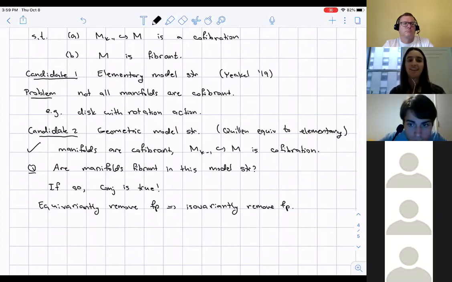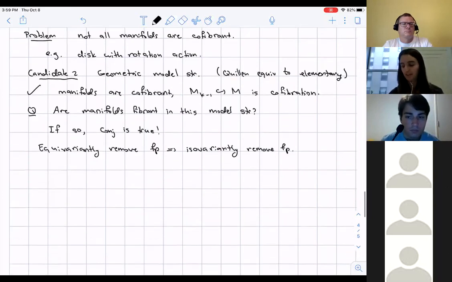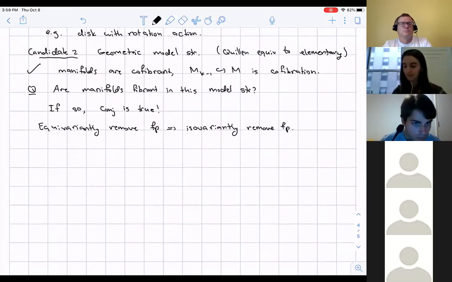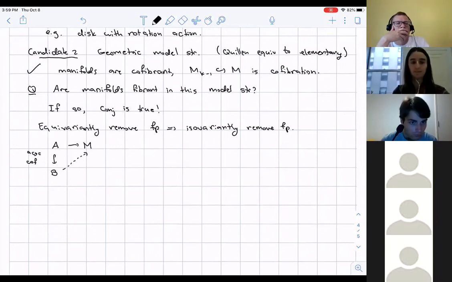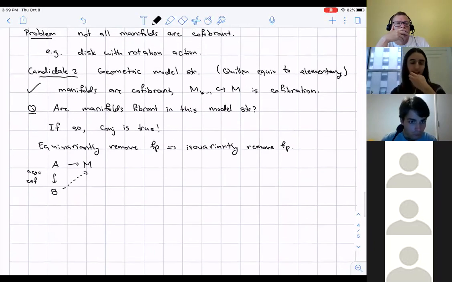Yes, so there's a good question in the chat. What do you mean by fibrant if you don't have a terminal object? Or is this the problem? So this is not the problem so far. So what I mean by fibrant is that if you have a cofibration, sort of maybe a cyclic cofibration, then you can lift it. So that's what we mean by fibrant. That's all.